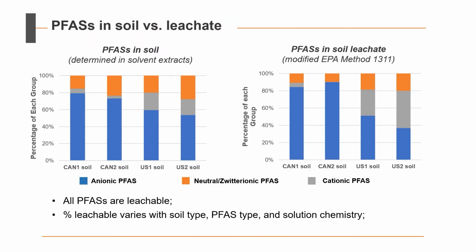First, I want you to look at the PFAS on soil. On the left. On the right is PFAS that can leach out from the soil. Same color scheme: blue ones represent anionic PFAS, the ones that most regulation targets. Orange is the zwitterionic ones, and gray are cationic ones. Our study has shown that actually all the PFAS are leachable. But the percentage that is leachable for each PFAS really varies with soil type, PFAS type, or maybe solution chemistry.